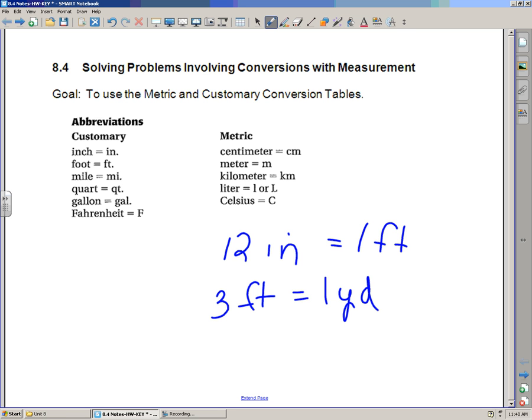There's a whole bunch of other ones, maybe not as common knowledge, but there are 5,280 feet in a mile. That one's not as common, but the first two for sure. But for the most part, anything that you need to do conversion-wise on the Regents, you're going to have some sort of conversion chart with you.